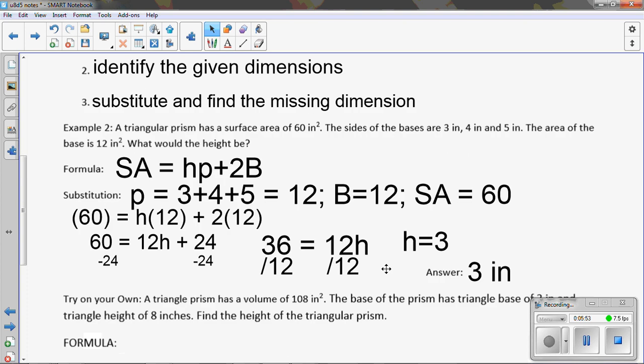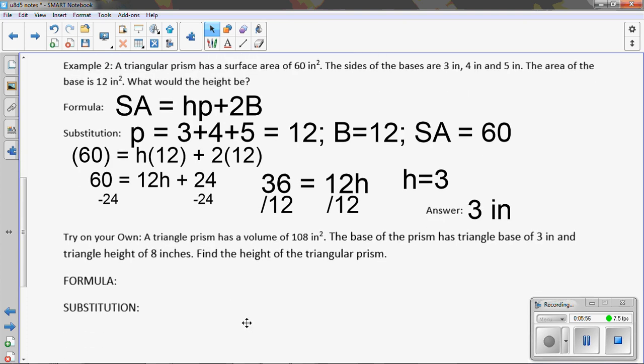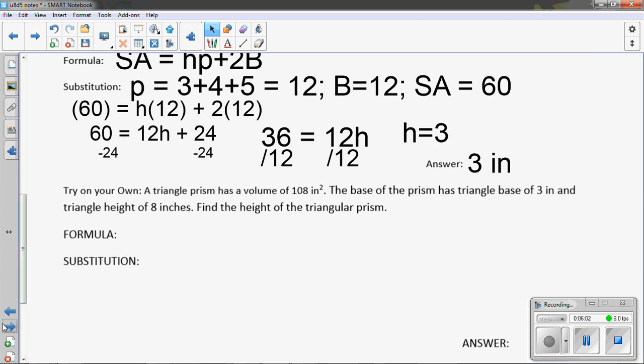Okay? It's just plug and chug. It's a little different than what you guys are used to, but you can still do it. So go ahead and try this one on your own. Okay?